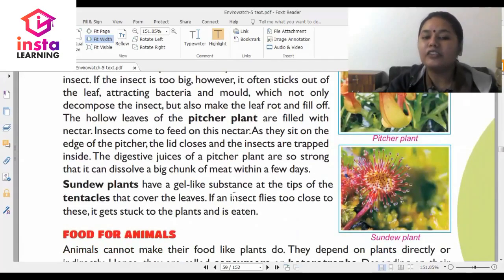Sundew plants have a gel-like substance at the tip of the tentacles that cover the leaves. If an insect flies too close to this, it gets stuck and it is eaten.